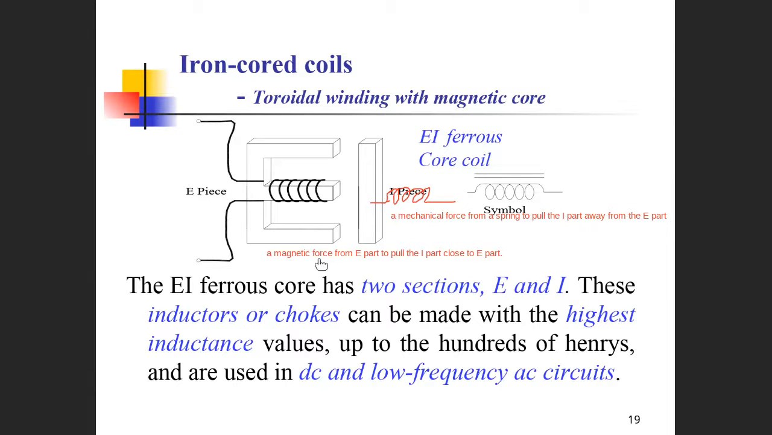So in practice, we can use a mechanical force from a spring to pull the I part away from the E part. On the other side, there is a magnetic force from the E part to pull the I part close to the E part. The stronger the current, the bigger the magnetic force. The smaller the current, the smaller the magnetic force. So we have current here.